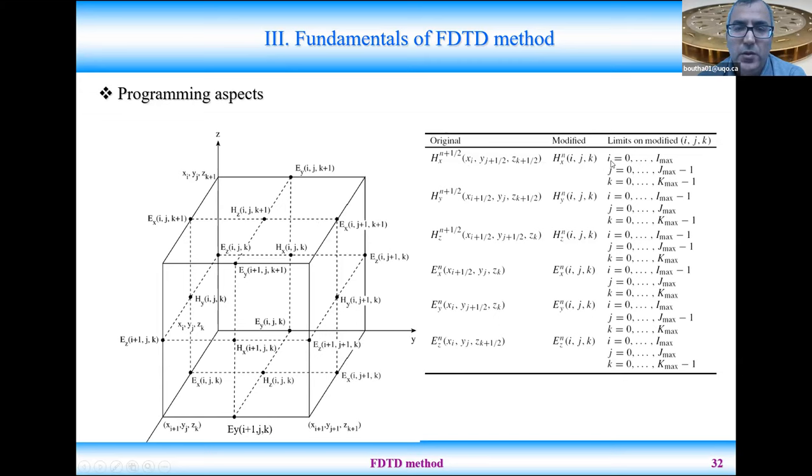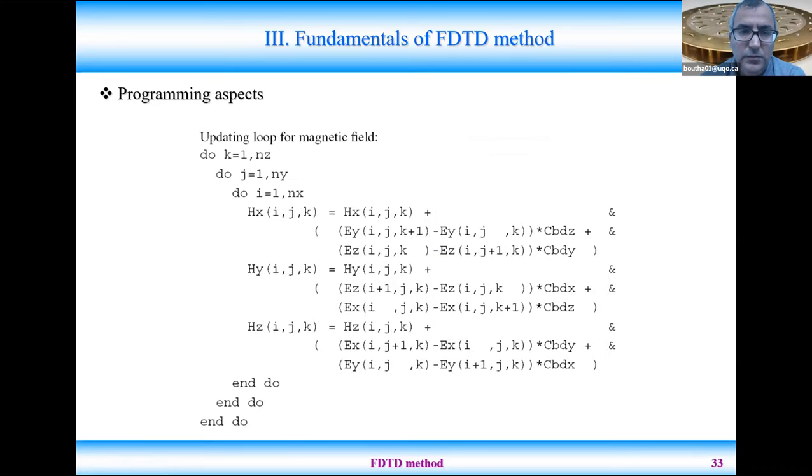For example, HX can go from zero to I max, but in the Y axis it can go from zero to J max minus one, and in the Z axis from zero to K max minus one. And for HY, you see here, it can go in J from zero to J max, etc. So you can see that HZ, EX, EY, and EZ don't have the same number of I, J, or K on the different axes. They don't have the same limits. This is an example of a loop. This one, I think, is working in Fortran, if I remember. But of course, you can write it in MATLAB or any other programming language.